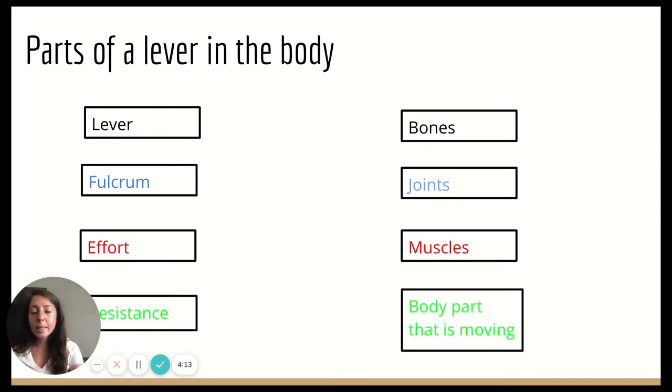And the resistance is the body part that is moving. In the example I just showed you, the resistance would be the weight of my forearm and my hand. All those parts are resisting my muscle as it's pulling upward. So it's basically the weight of the body part that is moving. If I was standing on my tiptoes, my whole body would be the resistance. All that body weight is being moved.